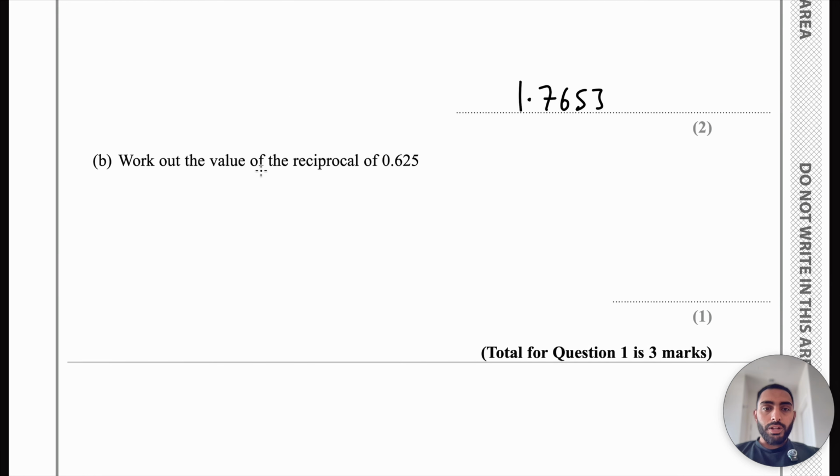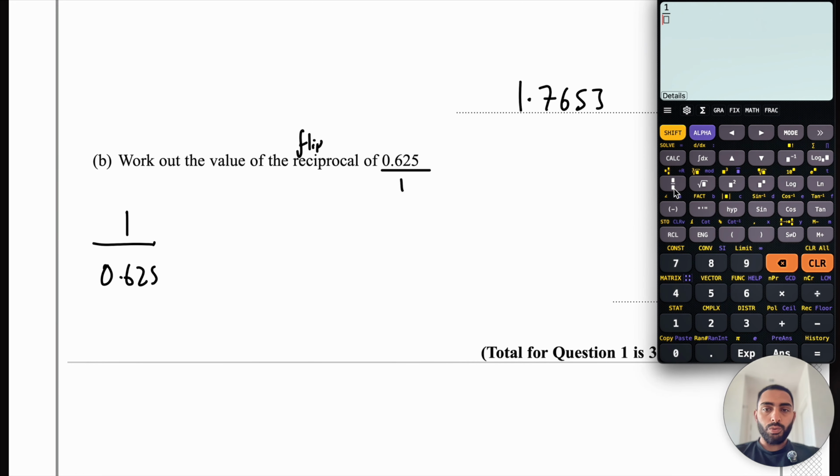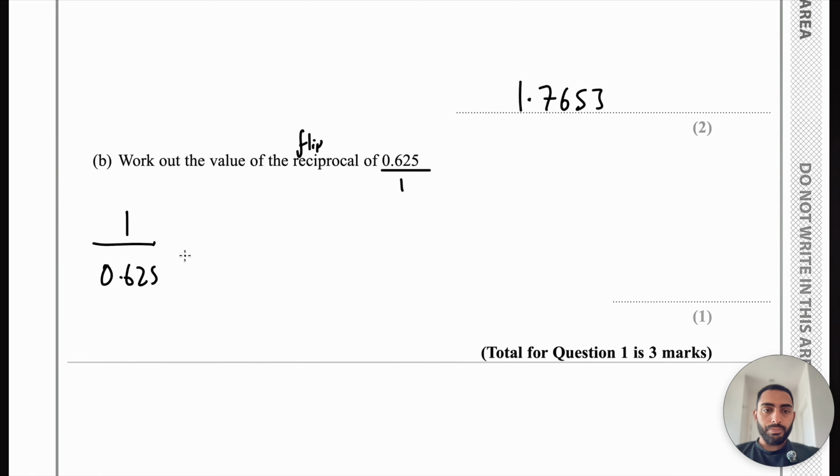Part B, work out the value of the reciprocal of 0.625. Reciprocal just means that I need to flip this value. If I had this as a fraction, it would be 0.625 over 1 right now. I'm going to write it as 1 over 0.625. I've flipped it and type that into my calculator. So 1 divided by 0.625, which is 8/5.